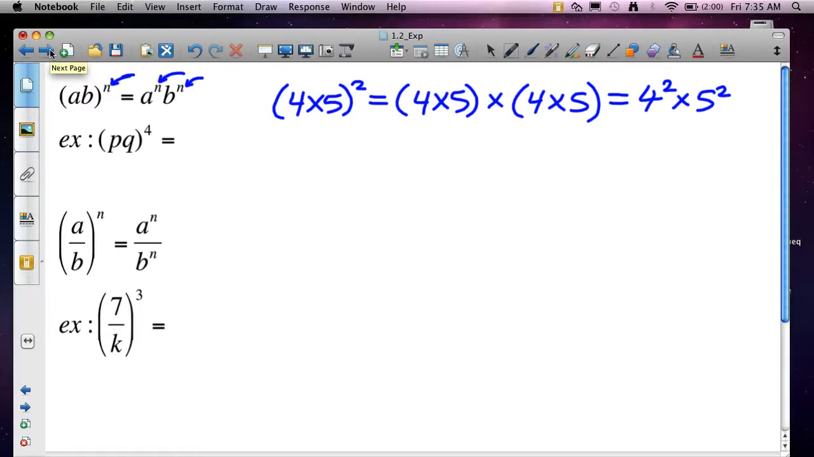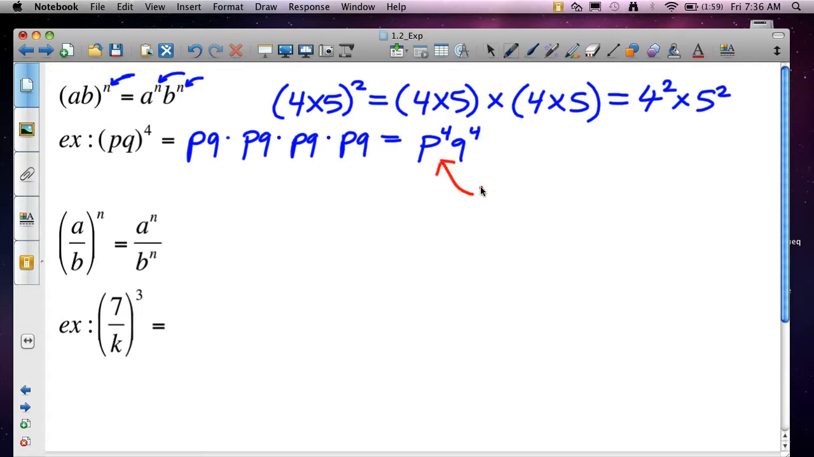So for example, if I had pq to the fourth, that means I have pq times pq times pq times pq, or p to the fourth, q to the fourth. Now you want to be careful when you're multiplying these out that you don't put in a multiplication symbol. That's a bad idea, because then it looks like you have p to the fourth times q to the fourth. And that's really not something that we're looking for.